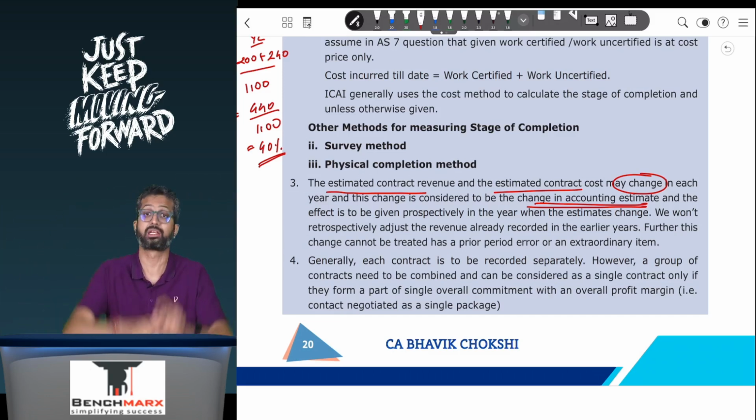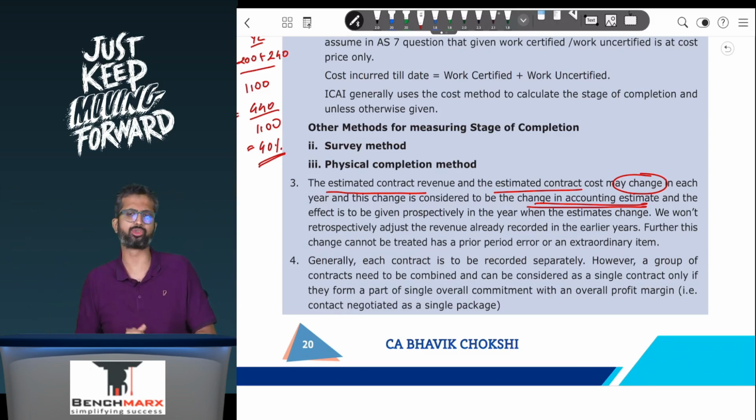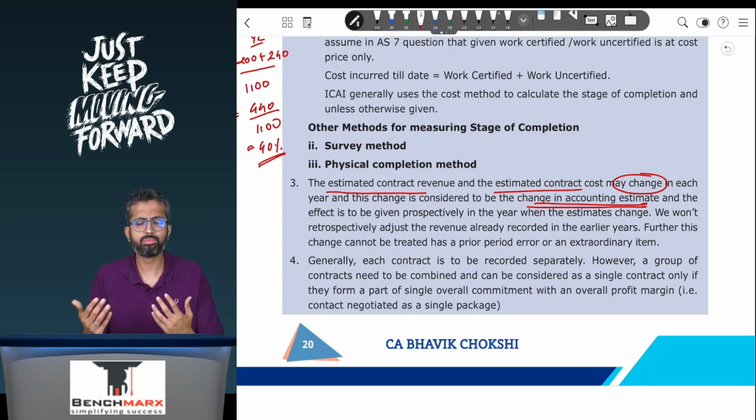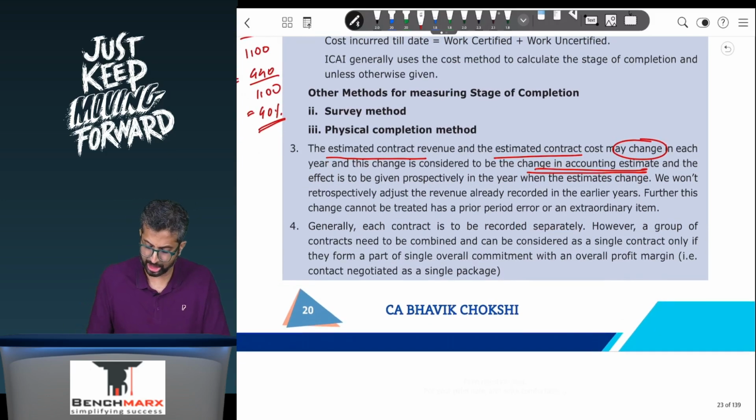No, that is not correct. Ideally, the default choice is you record each of the dams separately. That is a default choice. However, in case you see that these projects are subjected to a single overall profit margin, in that case, you can combine them and show that as a single contract. So, generally each contract is to be recorded separately. That is a general rule.